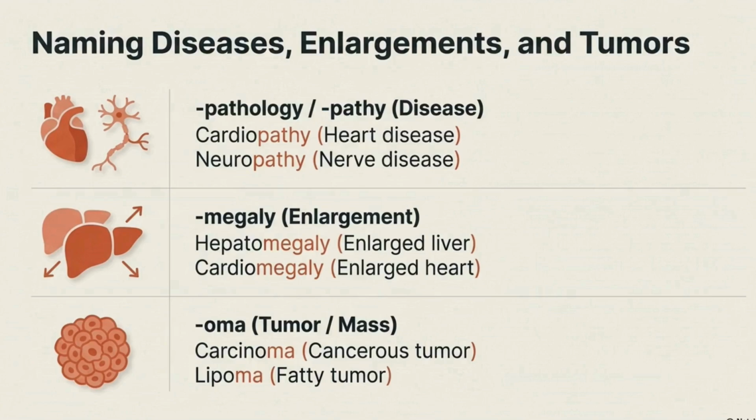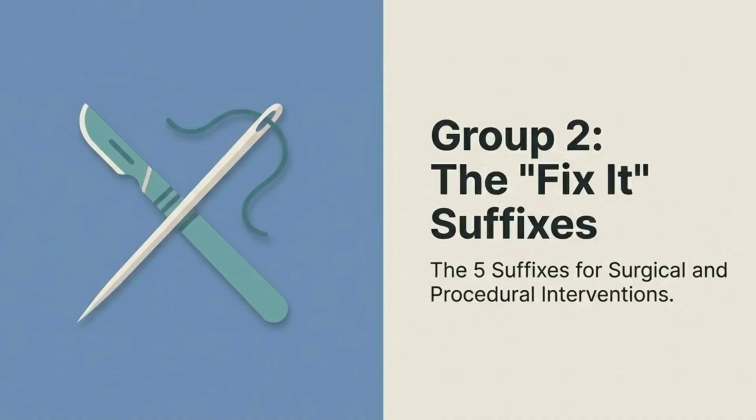So this is a cancerous tumor, okay? Remember, oma just means tumor, it could be benign or malignant. The second group of suffixes, congratulations if you made it so far. The second group, we have the fix-it suffixes. So what does this mean?